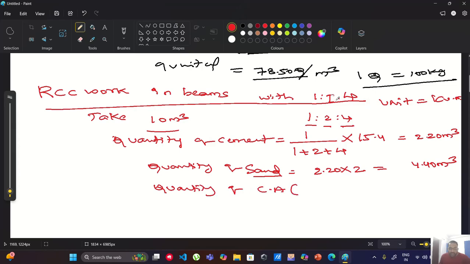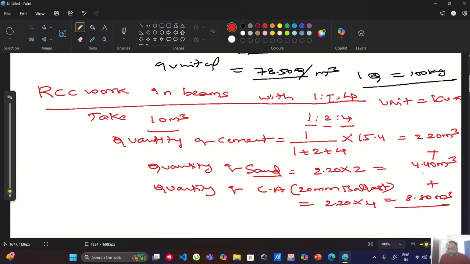And the last quantity is quantity of coarse aggregate. I am considering 20 mm ballast, that is 20 mm aggregate. So it will be equal to 2.20 into the coarse aggregate proportion, which is 4, and this value is 8.80 meter cubic.